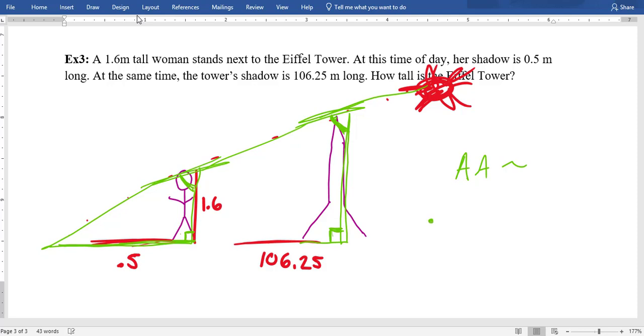So we can say 0.5, the shadow, over 106.25, the shadow of the Eiffel Tower, is like the person's height over the building's height. Well, we don't know the building's height. We can call it x. And so, we can cross multiply: 0.5x equals 106.25 times 1.6, which is 170. And when we divide on either side, we get 170 divided by 0.5 equals 340 feet. Was it feet? Nope, meters. Sorry. Meters tall is the Eiffel Tower.